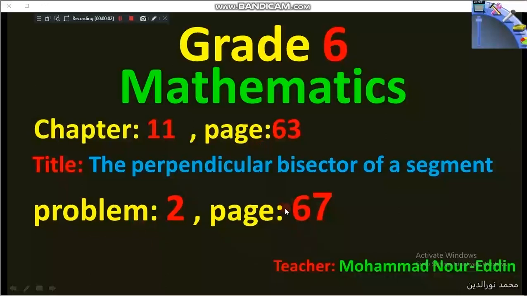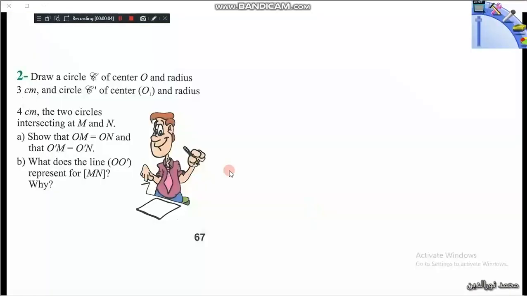Problem 2 on page 67. Draw a circle C of center O and radius 3 centimeters and a circle C prime of center O1 and radius 4 centimeters, and the two circles intersecting at 2 points M and N.